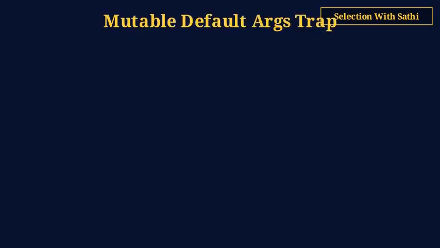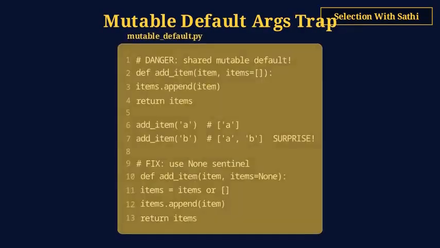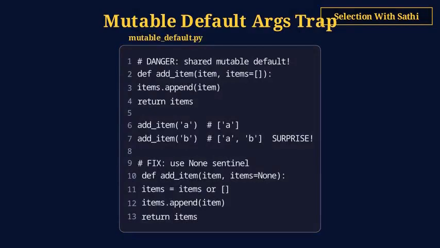The mutable default argument trap is a classic Python gotcha. When you write def f(items=[]), that empty list is created once at function definition time. Every call shares the same list object. The fix: use None as the default, then create a new list inside the function body. def f(items=None), then items = items or an empty list.